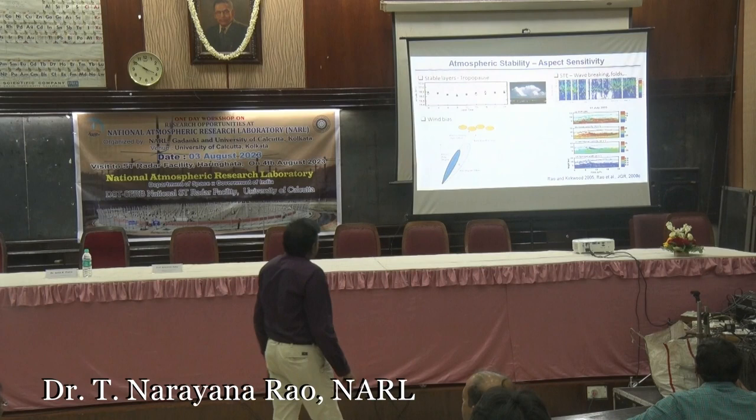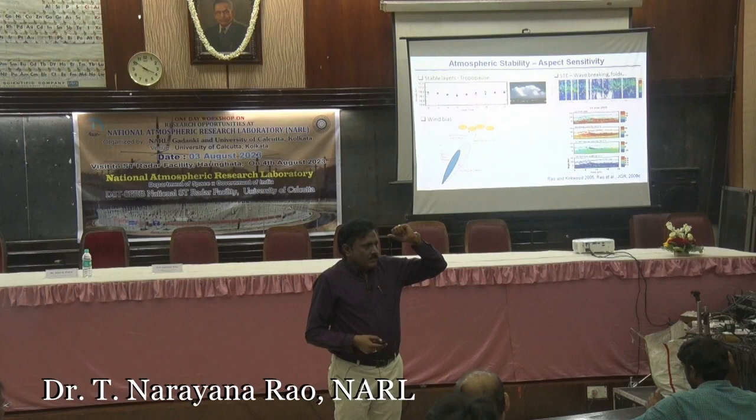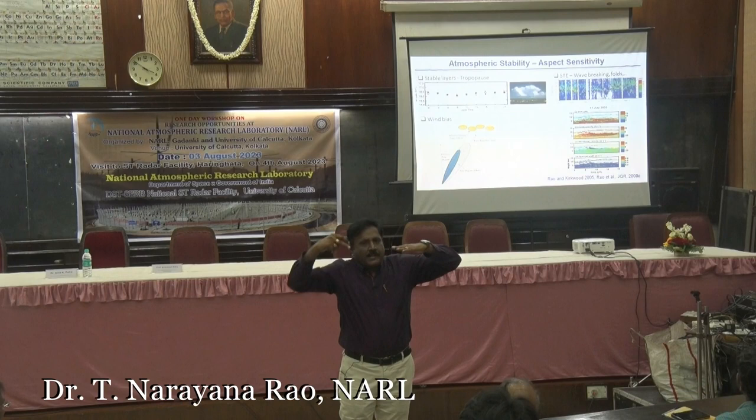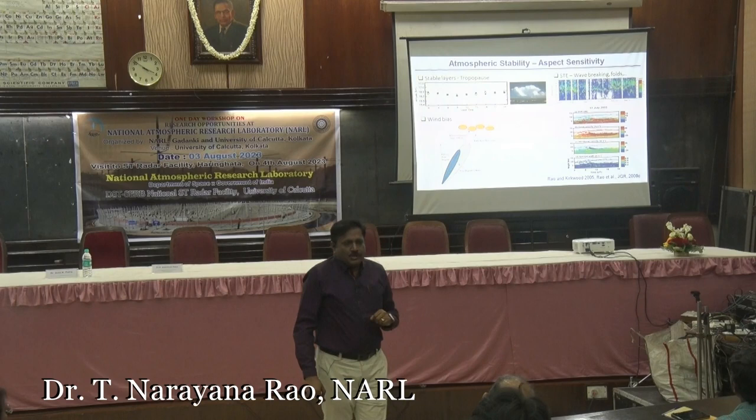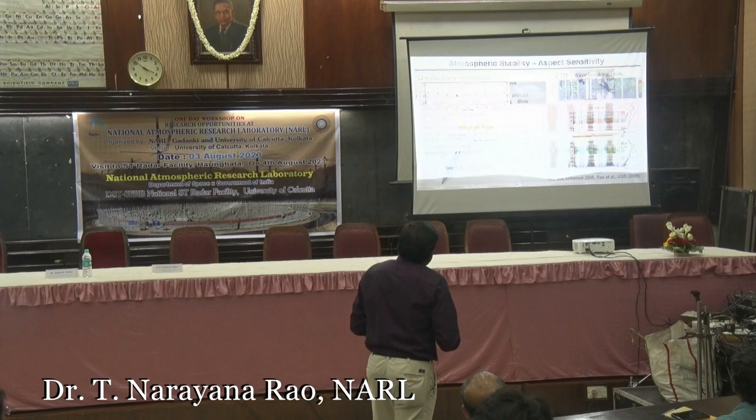When the atmosphere is stable, it prohibits the growth of clouds, so that information we can also get. Another important application of this is that we can also identify the tropopause. The tropopause is the layer between the troposphere and the stratosphere, and the stability starts from there. So we can identify the stable tropopause with the same technique. So we can study the exchange between the troposphere and stratosphere once we have the tropopause information.